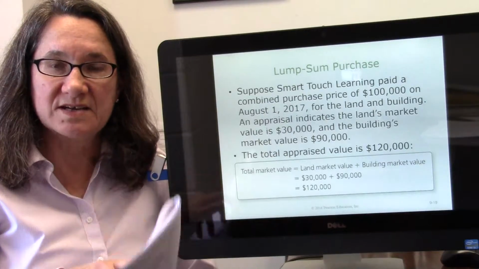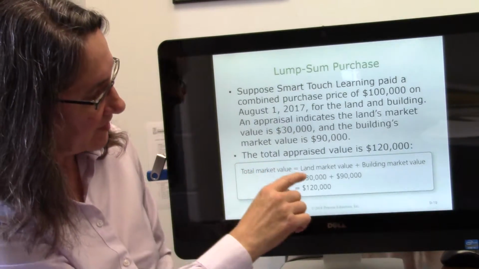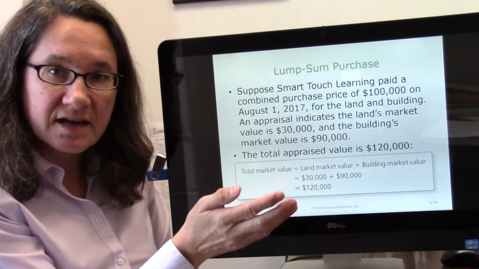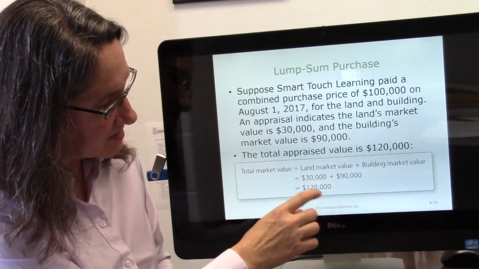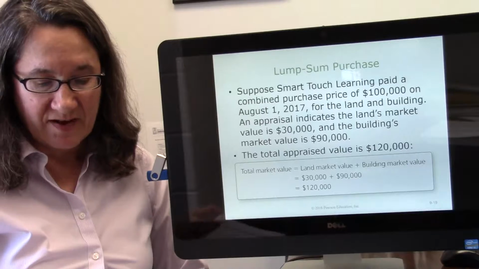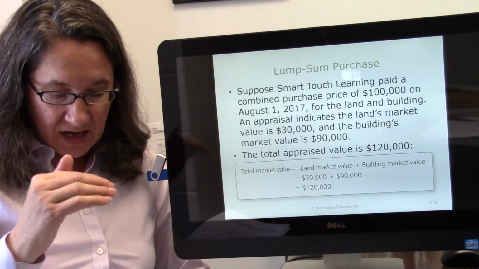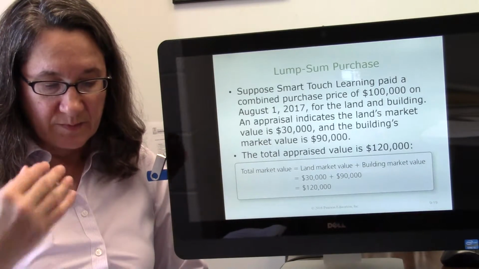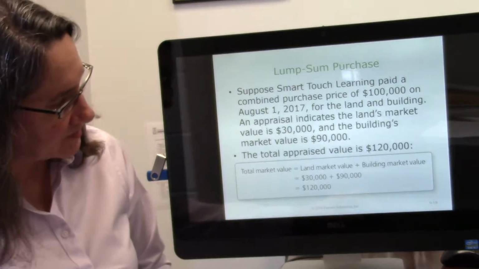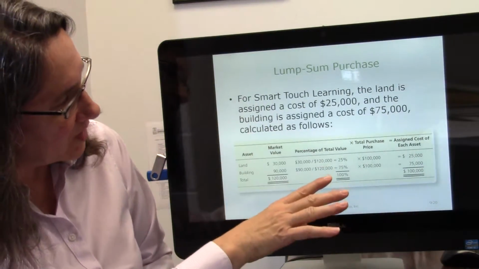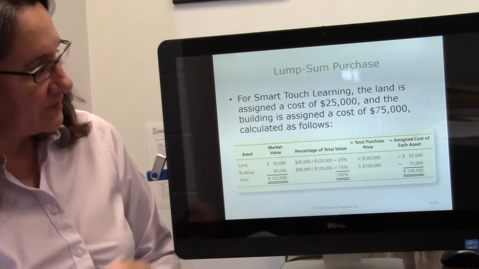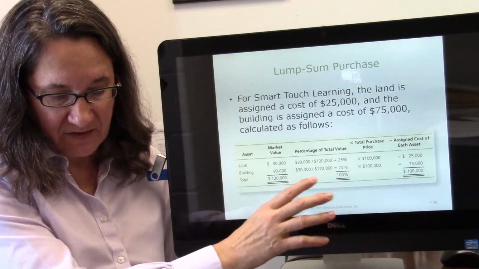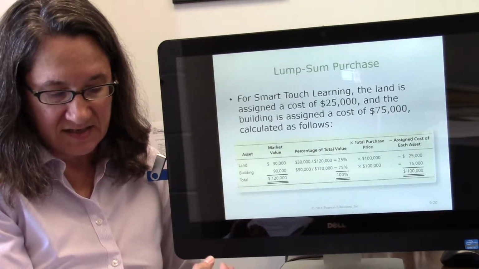So you take those ratios, right? You figure that out. 30 divided by 120 is 25%. 90,000 divided by 120 is 75%. And I take those and I apply that to the purchase, which was $100,000. So let's look at that. So for SmartTouch, right, they assigned $25,000 and $75,000 to each asset, right?